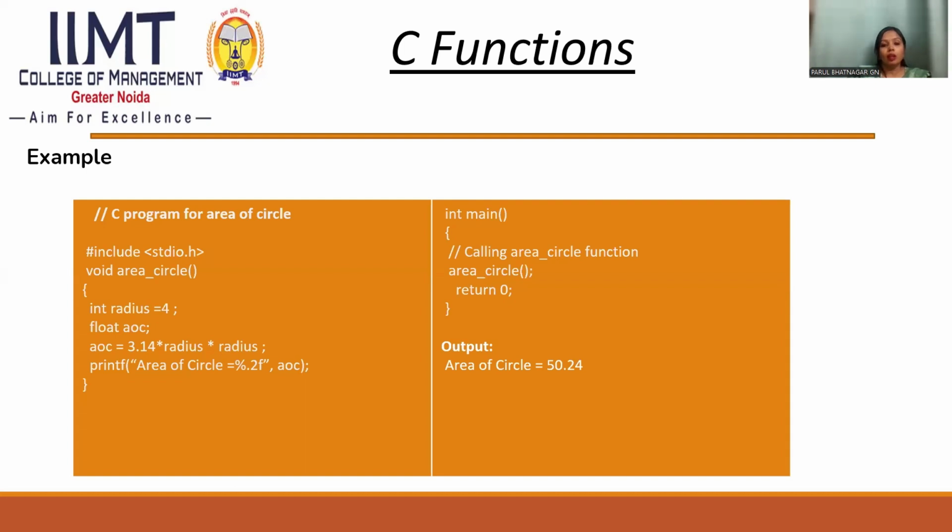Here, we discuss this with the help of the example area of circle. Now, we make a function area_circle. This time, this function doesn't receive any parameter and it doesn't return any value. So the return type is void. We calculate area of circle here and we call this function in main. It shows the output of this area of circle on the screen, that is 50.24.